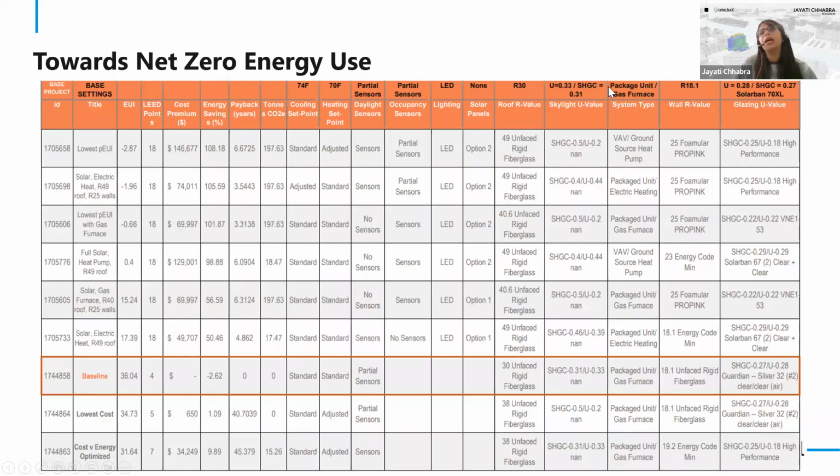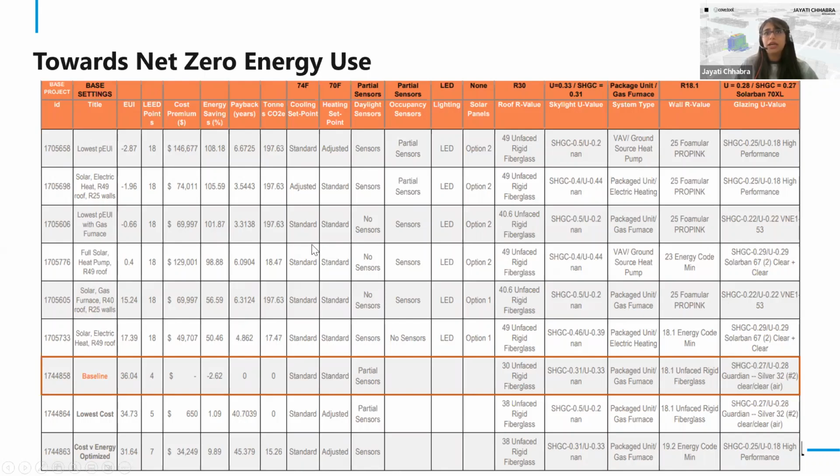Then further, skylight U value. Again, they had some options to try, and then the system type. Since their engineering team was on board, it was very useful for them to collaborate and know which options were feasible for the system types as well. And then the wall R value and glazing U value.